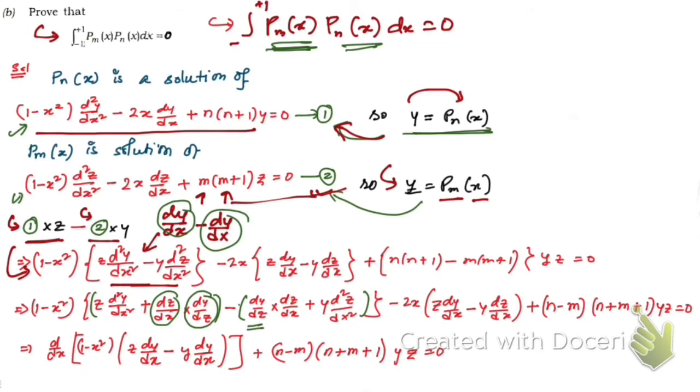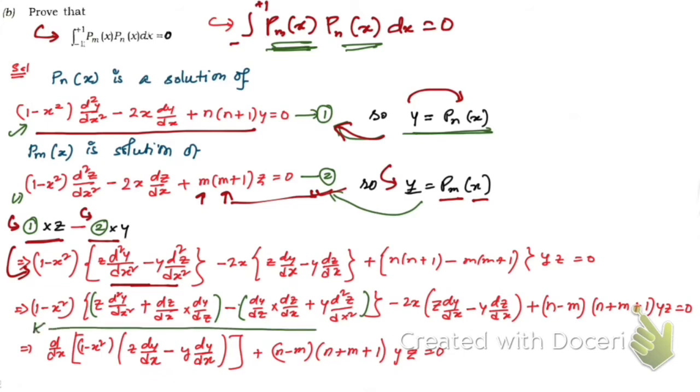Now let me clean this part. This whole thing, from here to this part, is the result of the derivative of this term with respect to x. If you differentiate this term applying the product rule, you get this result again.